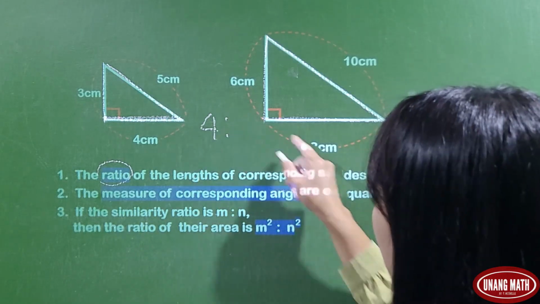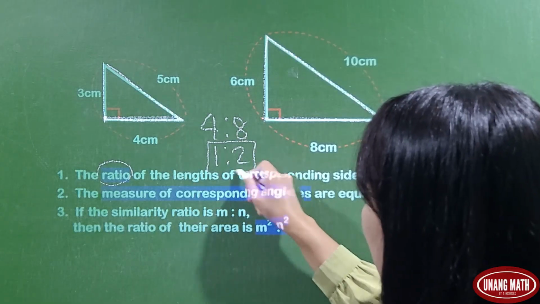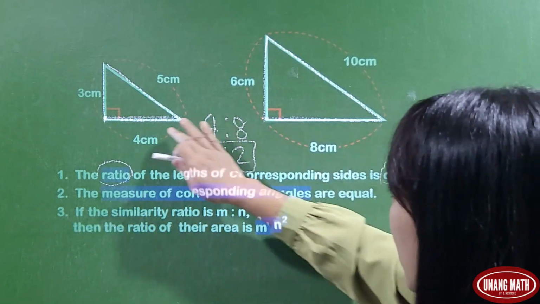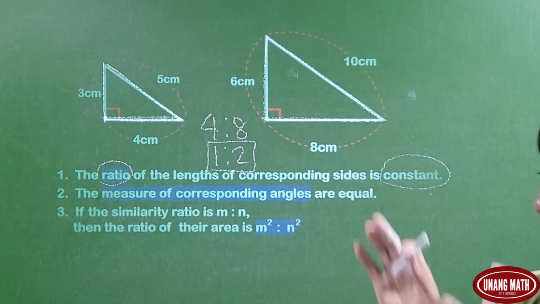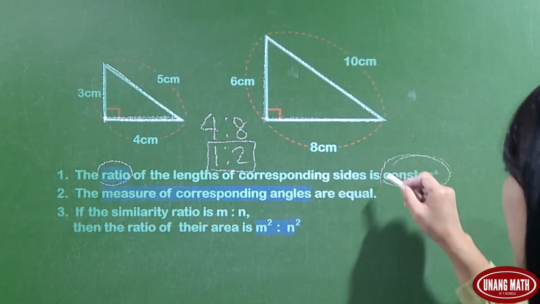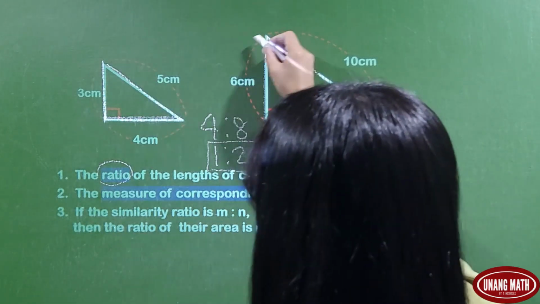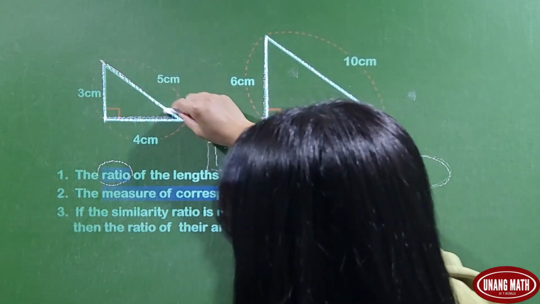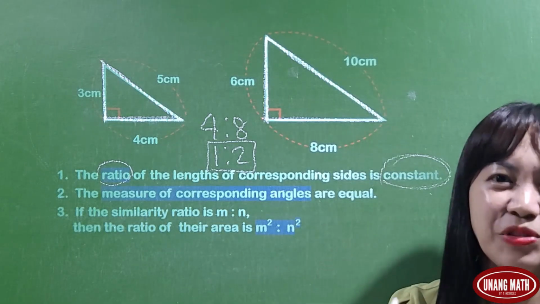then it would be 4 is to 8. Simplified, it's 1 is to 2. So the ratio of these corresponding sides is 1 is to 2. Since the ratio of the length of corresponding sides is constant, this pair of corresponding sides also has a ratio of 1 is to 2, and this pair of corresponding sides is also 1 is to 2.